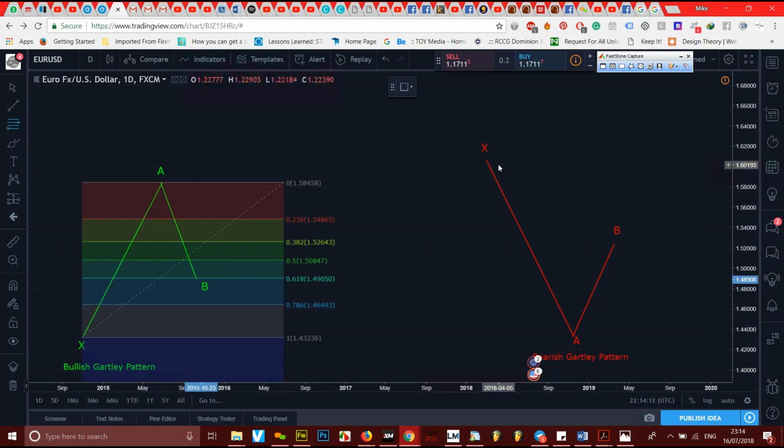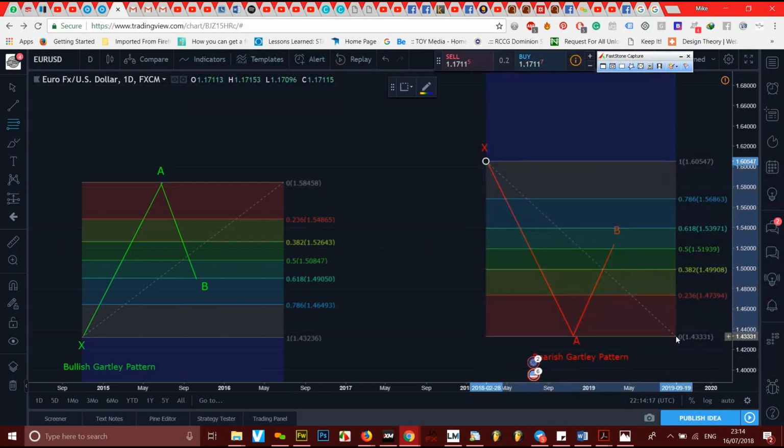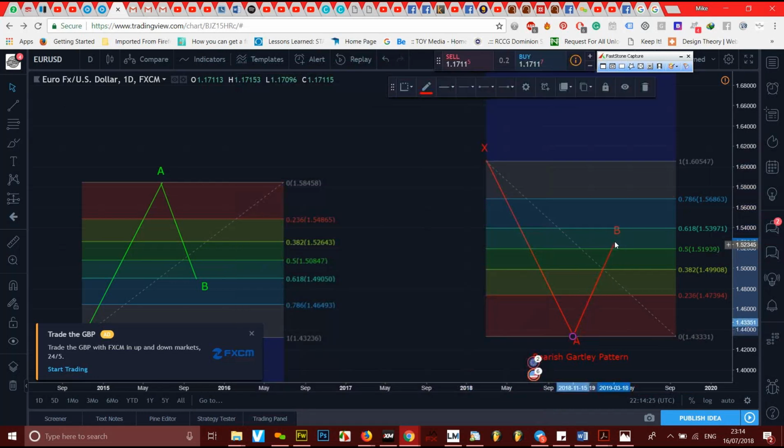For this one, I'm going to pick it from the up to the ground. The same way we draw Fibonacci from the X to the A, and this leg must be 61.8. So I'm going to pull that to this level, 61.8. Make sure it touches it. So what does this mean?